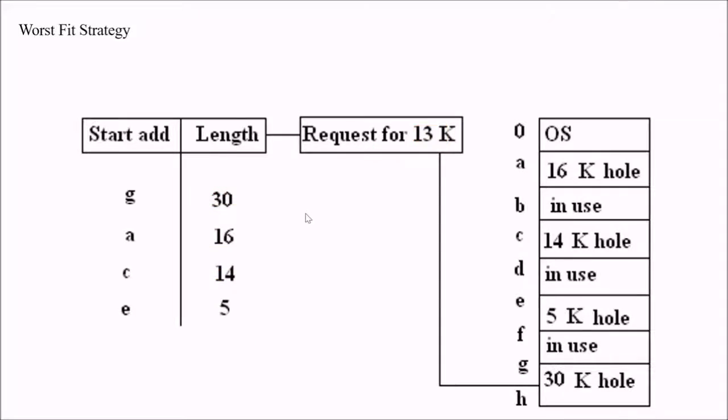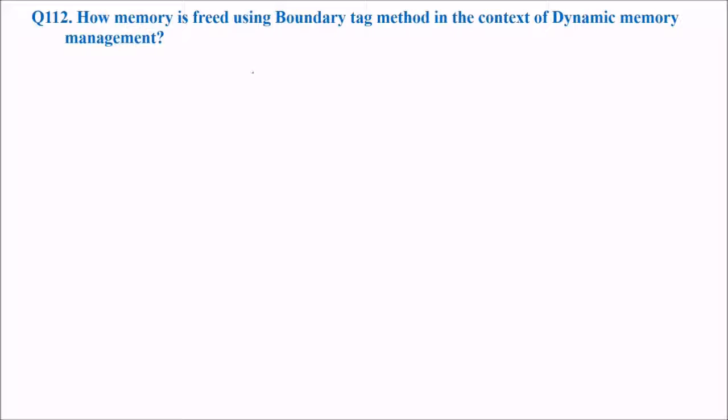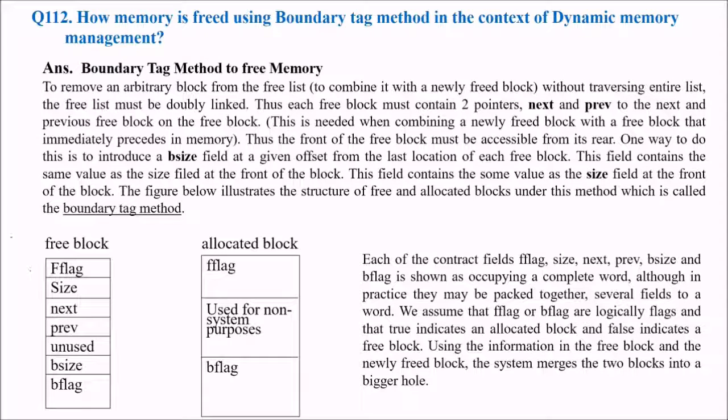How is memory freed using the boundary tag method in the context of dynamic memory management? To remove an arbitrary block from the free list, or to combine it with a newly freed block without traversing the entire list, the free list must be a doubly linked list. So each free block must contain two pointers, next and previous, to the next and previous free blocks. This is needed when combining a newly freed block with a free block that immediately precedes it in memory. So the front of the free block must be accessible from its rear.